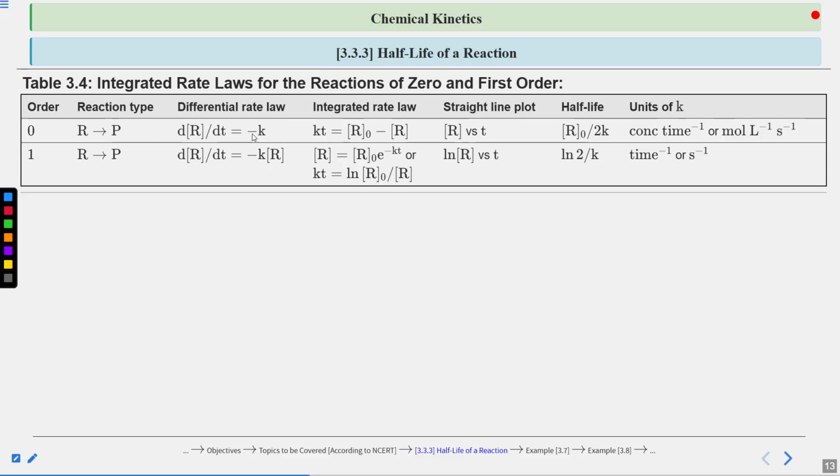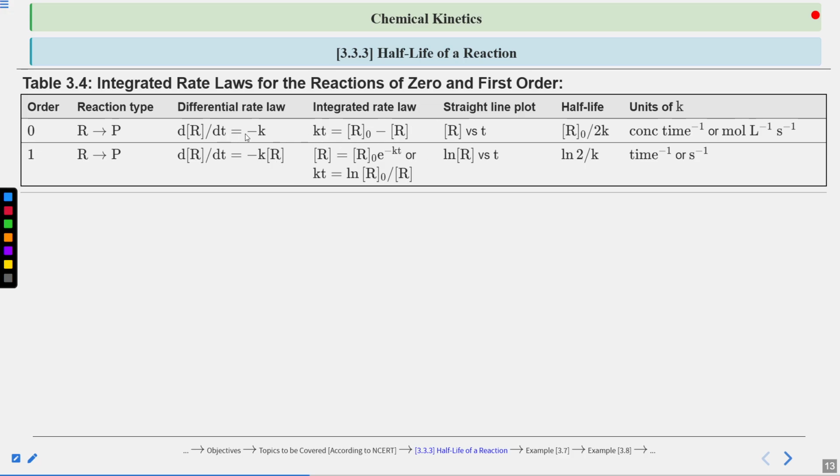So dr by dt is equal to minus k. So we integrate this. The integration of dr will be r naught minus r, because it should go from r naught to r. And dt will give minus kt, so it will become kt, right? So k dt integrates to kt. That's how we got this integrated rate law.